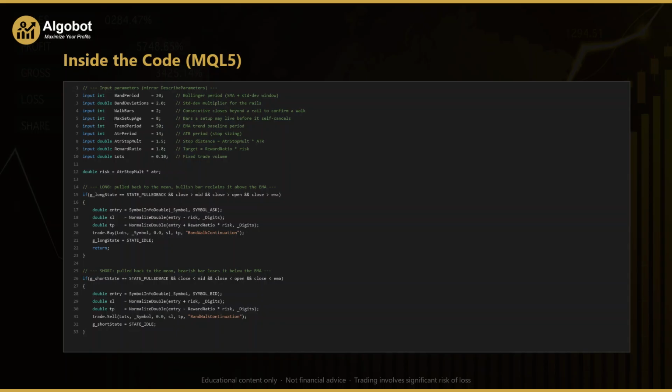Below the inputs is the heart of the logic. We first compute risk as ATR stop multiple times the current ATR. Then look at the long block.